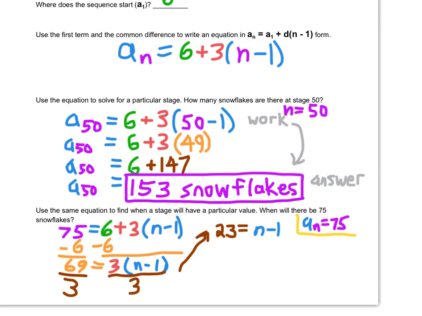So something minus 1 is 23. Well, what does this something have to be? Again, to undo minus 1, we're going to add 1. 23 plus 1 is 24, so that means that there will be 75 snowflakes at stage 24.